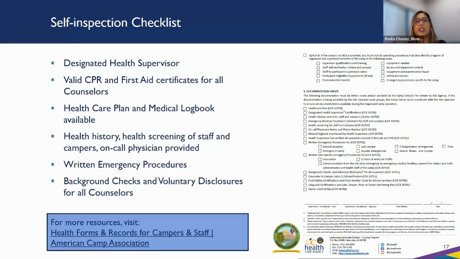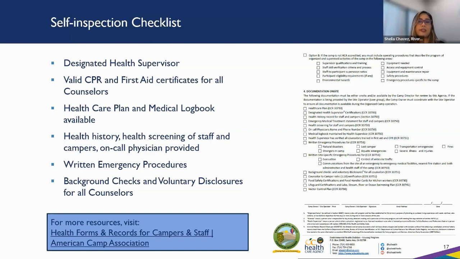A self-inspection checklist is a helpful tool for camps to get ready for the season. And on the slide here, there is an example of a self-inspection checklist. I think this is from Orange County, but do check with your local health department to see if they do have a self-inspection checklist that you could also use for your camp.